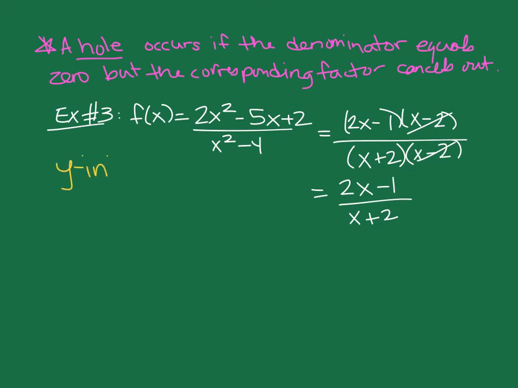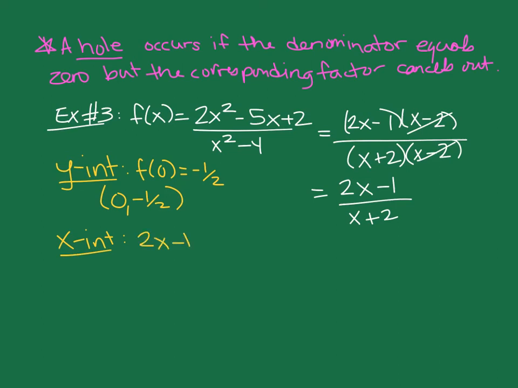So I can first find my y-intercept by setting x equal to 0. I'm going to find f of 0. I end up getting -1/2, so I have a y-intercept at (0, -1/2). I have x-intercepts where y equals 0, so I'm going to set my numerator equal to 0, and I end up getting x equals 1/2. So that gives me an intercept at (1/2, 0).